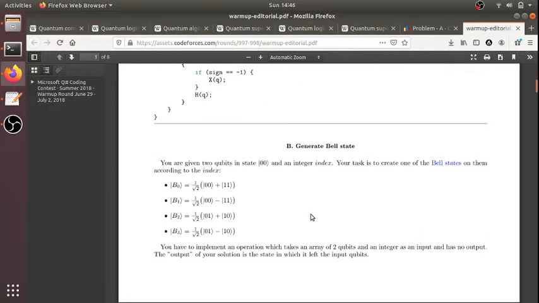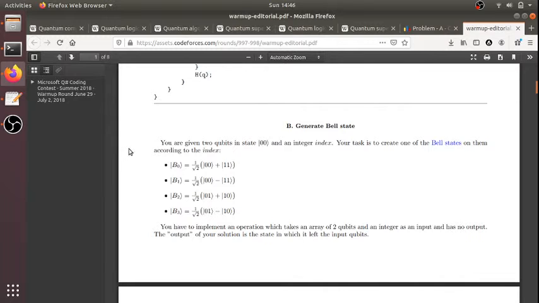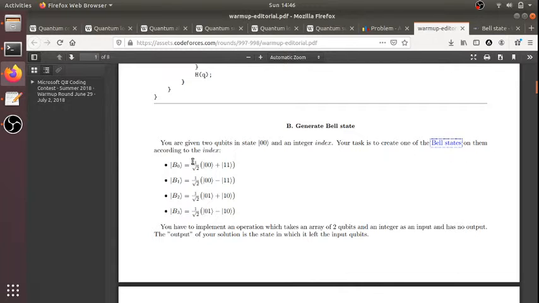What do they do? Okay, B, general Bell state. You are given 2 qubits in state 0, 0 and an integer index. Your task is to create one of the Bell states on them according to the index. What? 2 qubits state 0, 0 and integer index. What is an integer index? Another thing is given. Integer index is given. Okay. 2 qubit states. Your task is to create one of the Bell states. And what is the Bell state? On them according to the index.